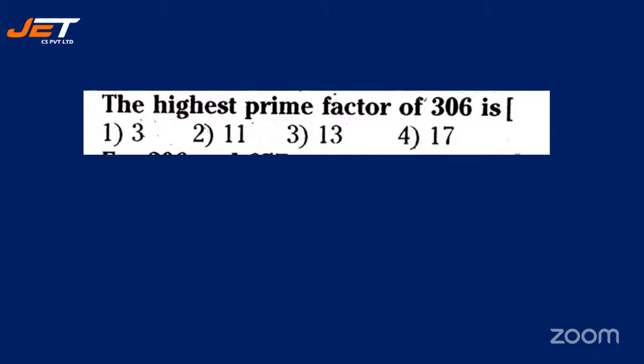The highest prime factor of 306 is dash. Is it 3, 11, 13, 17? So try whether 306 is divisible by 17, or try whether it is divisible by 13. I doubt 11. 3 will go, but 13 and 17 you have to check so that we can conclude whether it is 13 or 17.